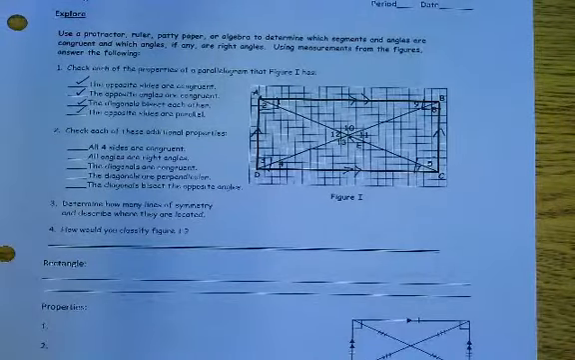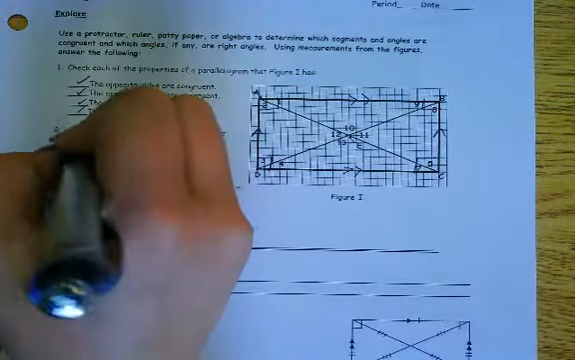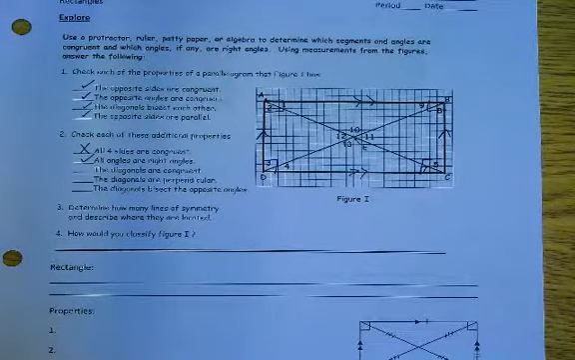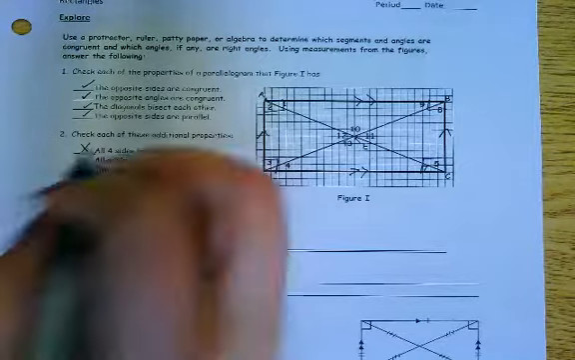Now let's see about the additional properties. Are all four sides congruent? No. All angles right angles? Yes. Diagonals congruent? Yes. Measure real quick and make sure. Are the diagonals congruent? Are we good or no? Yes.